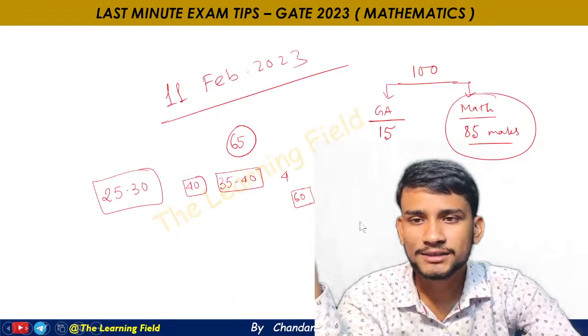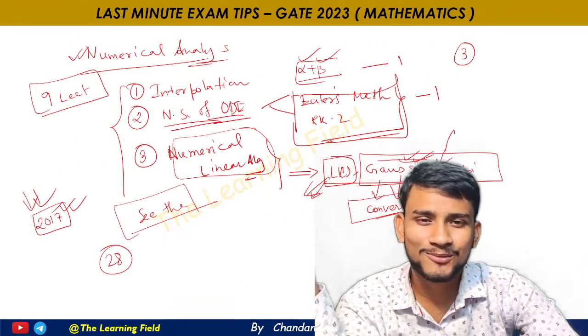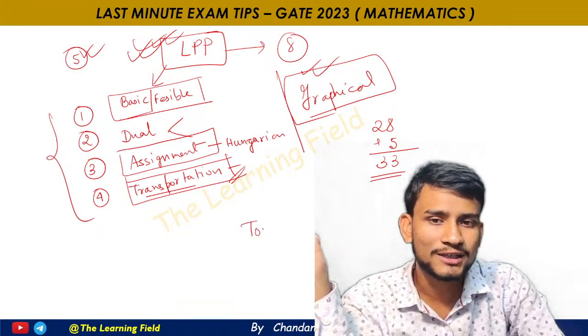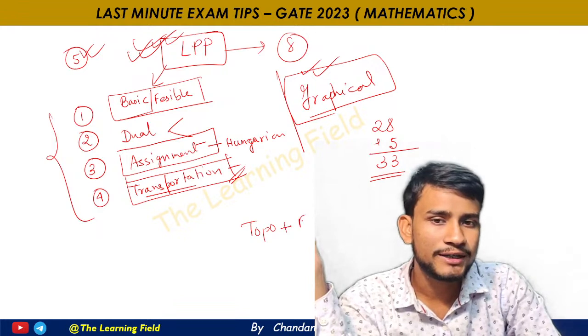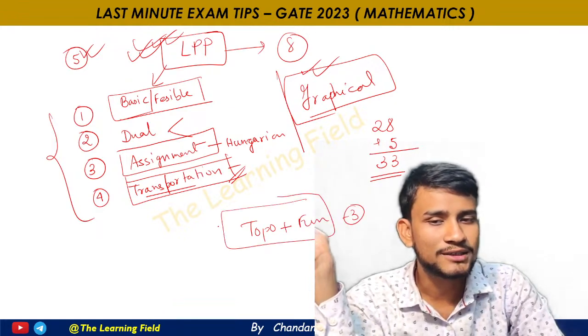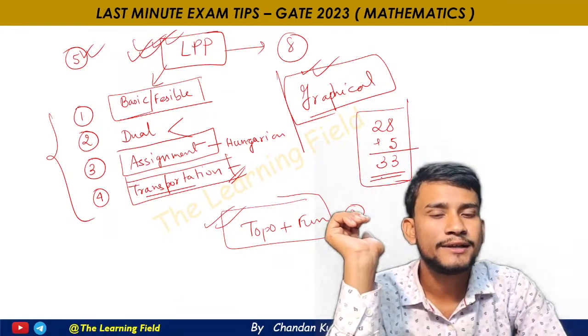Just a second, topology and functional analysis, I skip the topology and functional analysis part. Those who are very good in topology and functional analysis can definitely get at least 3 to 4 marks from that part also. So you can get at least 33 marks.